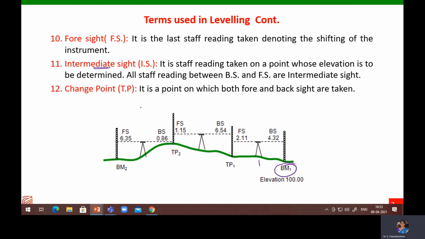Then change point. Change point means from station 1, if we want to shift to station 2, what is done is the foresight reading is taken at a point, let us say this is change point 1. We'll name this TP1. From this instrument station, the staff is held at TP1. So we take the last reading from instrument 1 on this leveling staff held at TP1, and we move the instrument from station 1 to station 2.